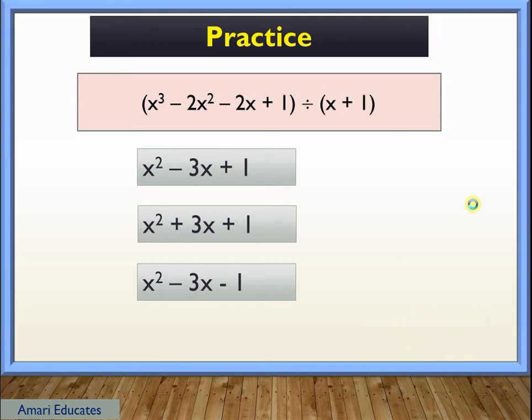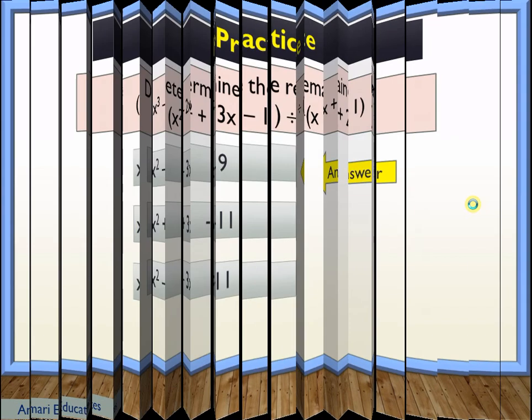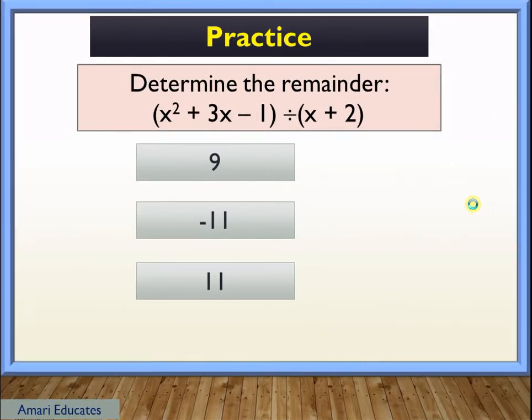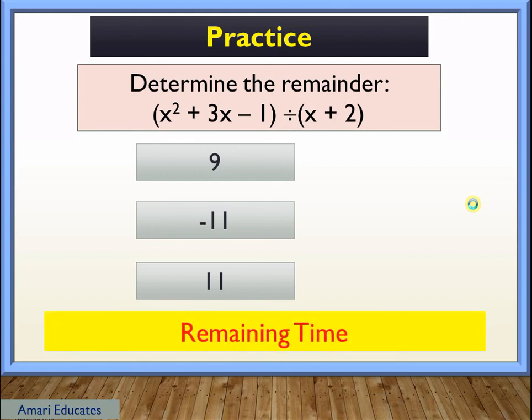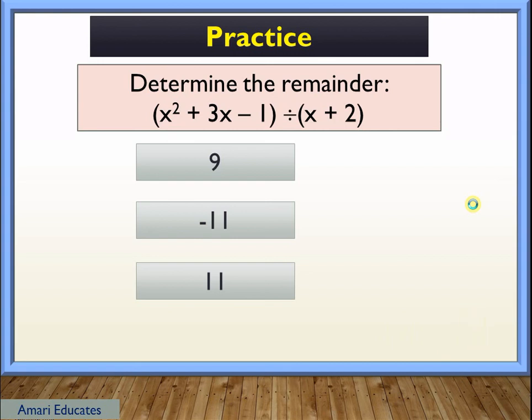Time is up, and the correct answer is x squared minus 3x plus 1. Let's have one more. Determine the remainder of the quantity x squared plus 3x minus 1 when divided by x plus 2. Let us start the time. Stop. The correct answer is 9.